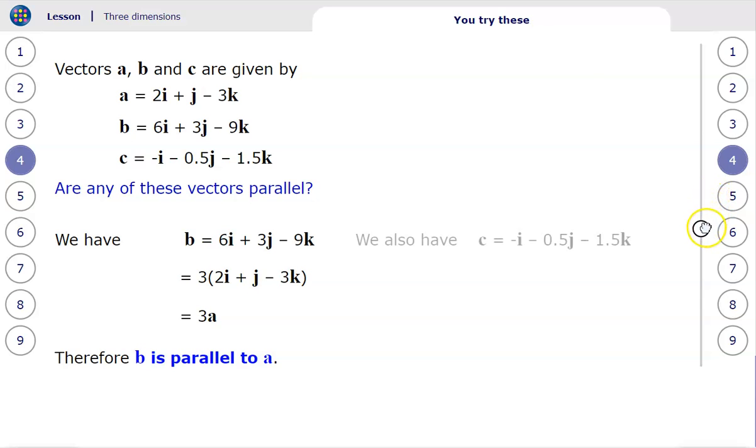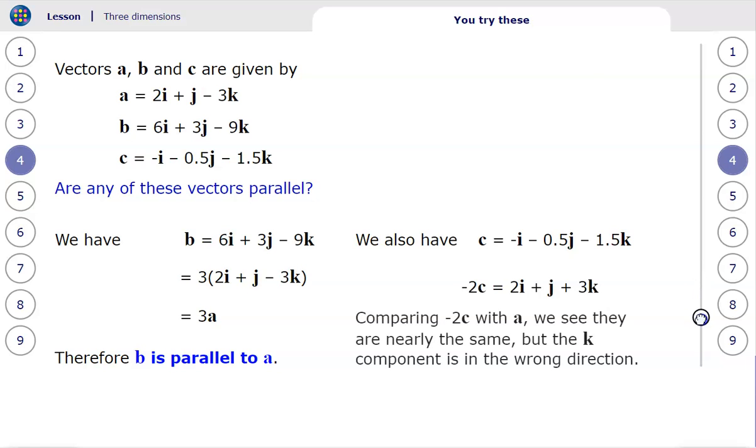If I go and take vector C, I've got a whole lot of fractions involved in this, so in order to get rid of the fractions, I'm going to multiply everything by 2. I've also got a whole lot of minus signs in there, so I'm going to multiply by minus 2. And so I come up with this statement over here. Now this looks fairly similar to vector A in the sense that the i component is the same, the j component is the same. However, the k component isn't. Here we have minus 3, here we have plus 3. So that tells me that these two vectors, C and A, are not parallel. And if C is not parallel to A, it also won't be parallel to B.